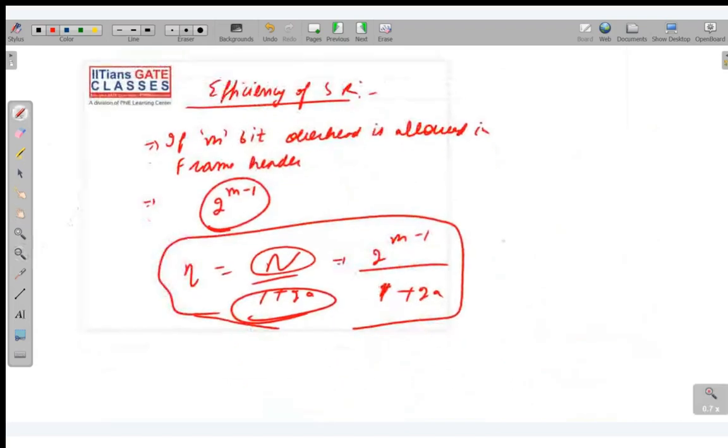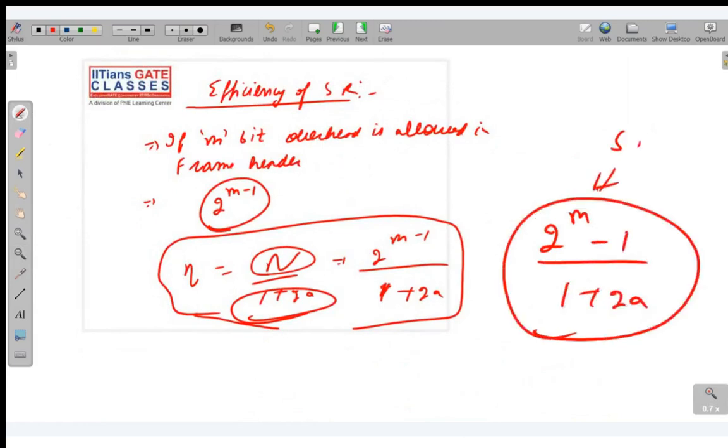In go back n, it was 2 power m minus 1 upon 1 plus 2a. This is for GBN, and this is for your SR. So you can take the snapshot. I will jump to the next slide now.